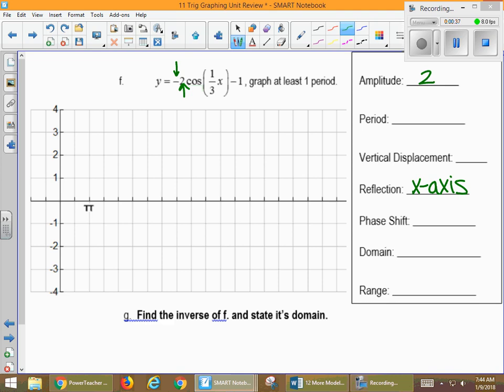And I have a cosine graph going on here. So cosine is a jump rope. Since I reflect it over the x-axis, it's going to start at the minimum. So my jump rope is going to start kind of in the down position.